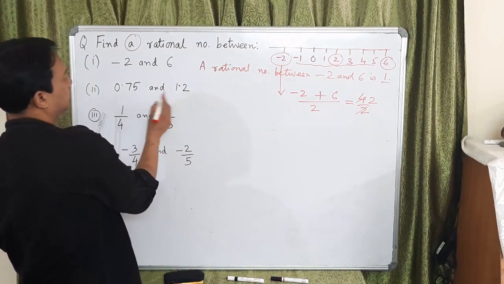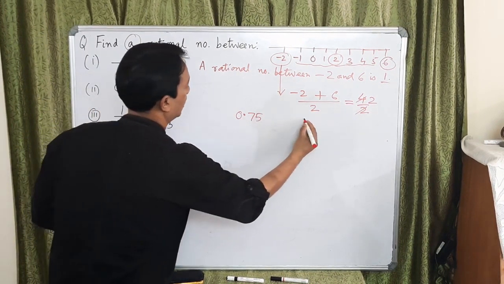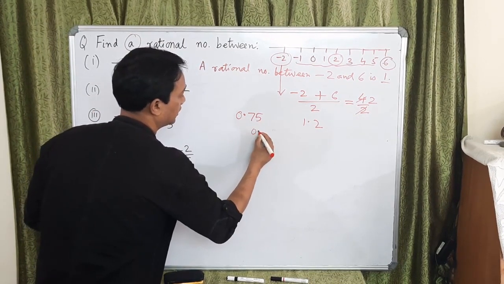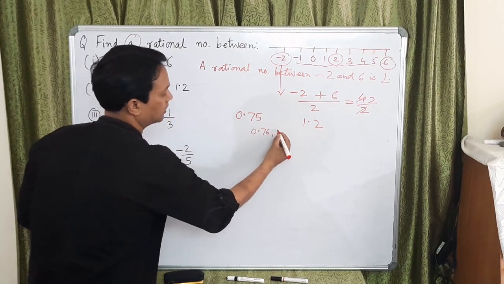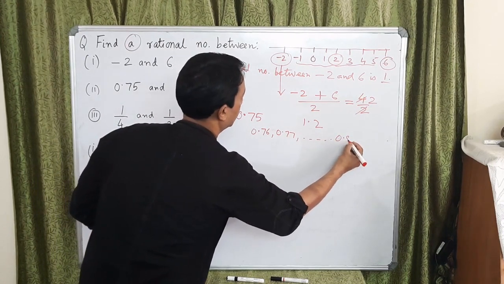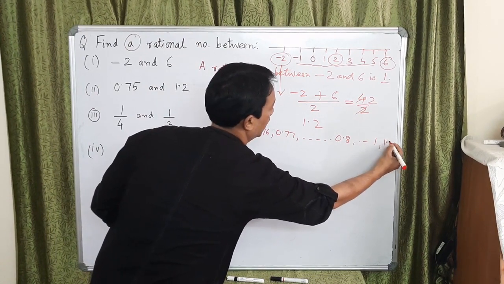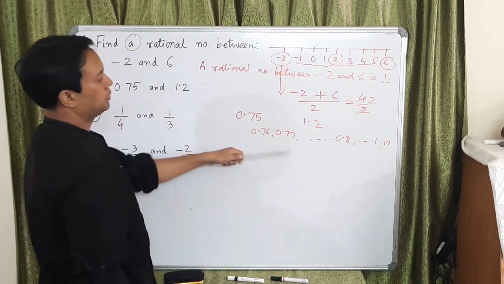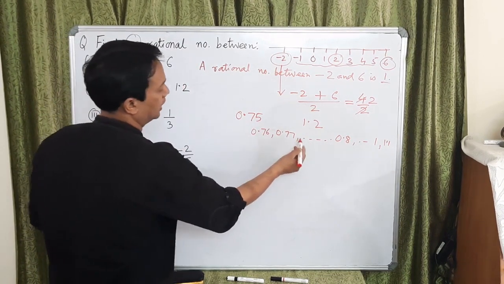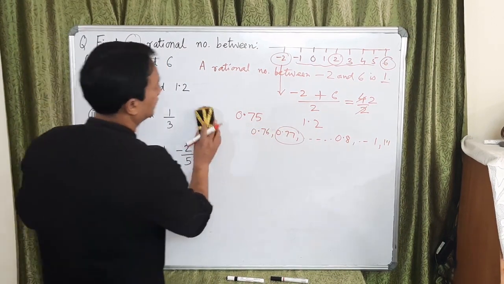Here 0.75 and 1.2. We have to write one of them. So 0.75 and we have 1.2 here. So in between these two we have 0.76, after 75, 76, 0.77. In this way it will go on, we will reach 0.80 or 0.8. Then you will go on, then you will reach 1, then 1.1, 1.2. All these numbers will be there. So we can choose any one you like and write a rational number between these two. You can write any one of them, say this one or any number you like. Okay. Now coming to this type of question.